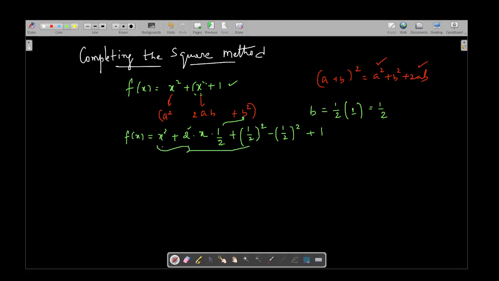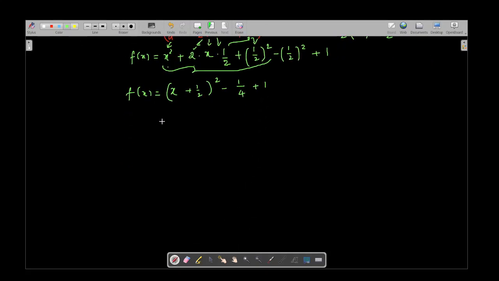These three terms will make a square because this is a square, this is 2ab, and this is b square. From these three terms I can write a is x and my b is half, so x plus half whole square, and this is minus 1 by 4 plus 1. So this is equal to x plus 1 by 2 whole square. To simplify, I'll write everything inside a bracket: minus 1 by 4 plus 1.